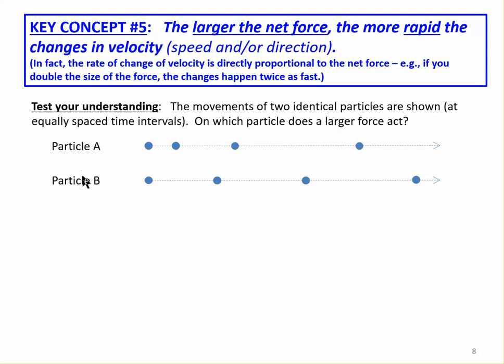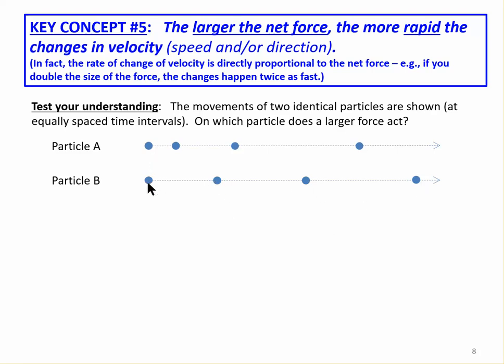Okay, so let's look at this situation again. Now, the final answer here is that the force on particle A is larger than the force on particle B. Particle A experiences the larger force. Now, that may be obvious to you. It may not be obvious to you. If you look at the spacing, you see that this is showing you where the particle is, and then where it is a second later, and so on.